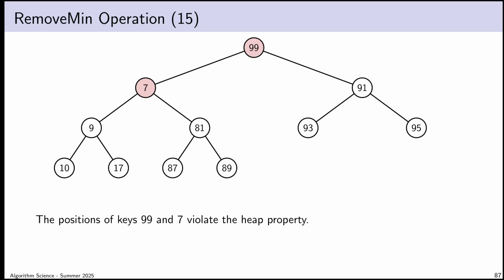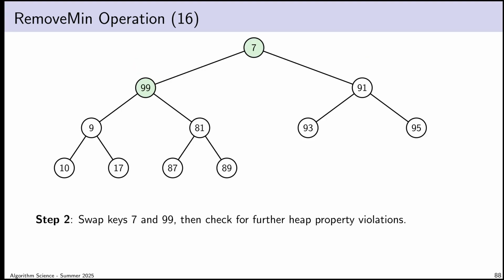So I ask the question, is 99 greater than, or is the smallest of its two children less than 99? And the answer is yes. I don't even care about the other one, although it's true that 99 is greater than 91. I only care about the smaller of the two children, and so I perform this swap. I move 7 up and 99 down. And I ask the question again, is the smaller of its two children less than 99? And the answer is again yes, and so I move the 9 up and the 99 down, and then I ask it again, and I swap it with the 10.